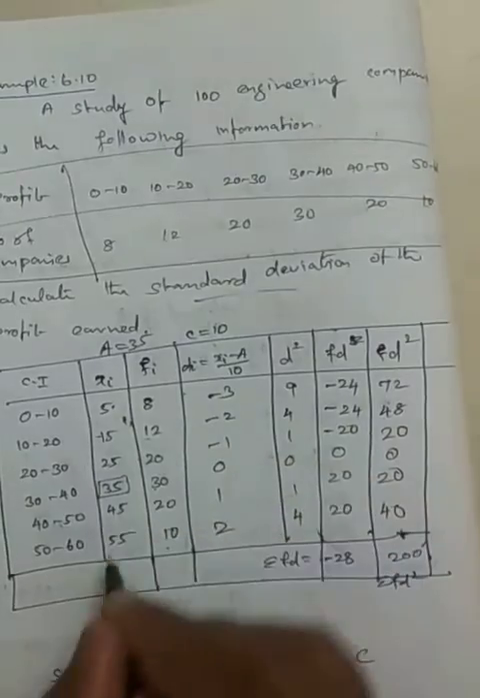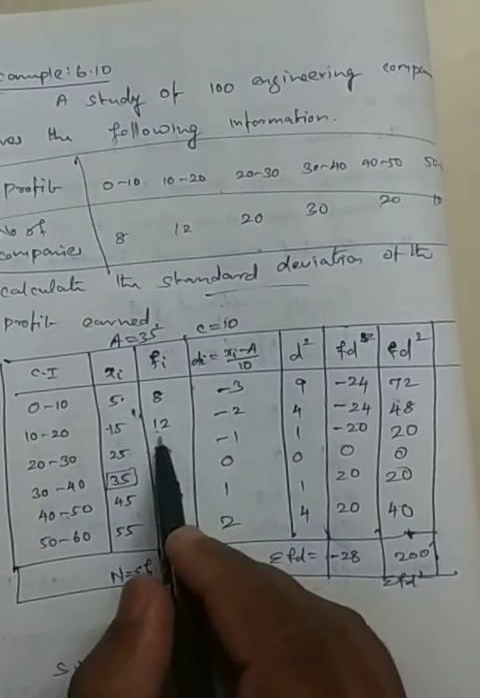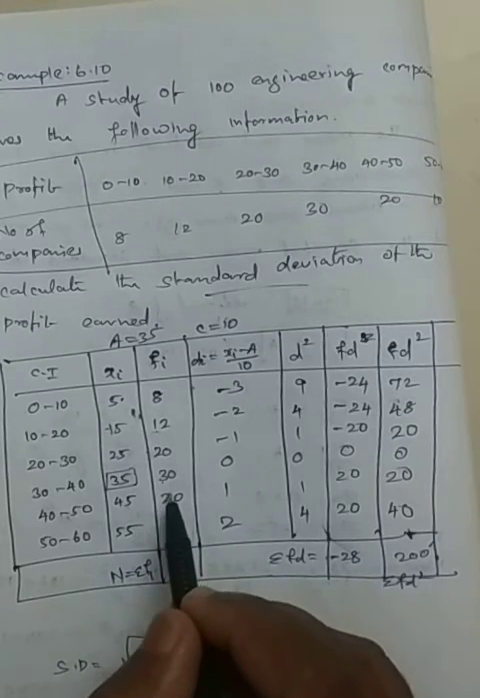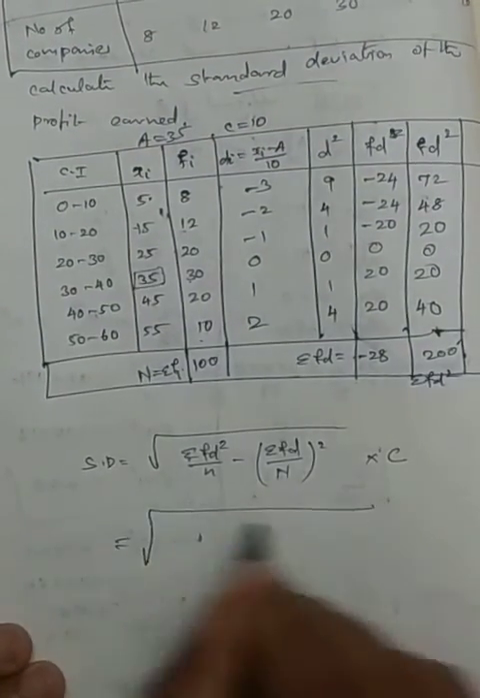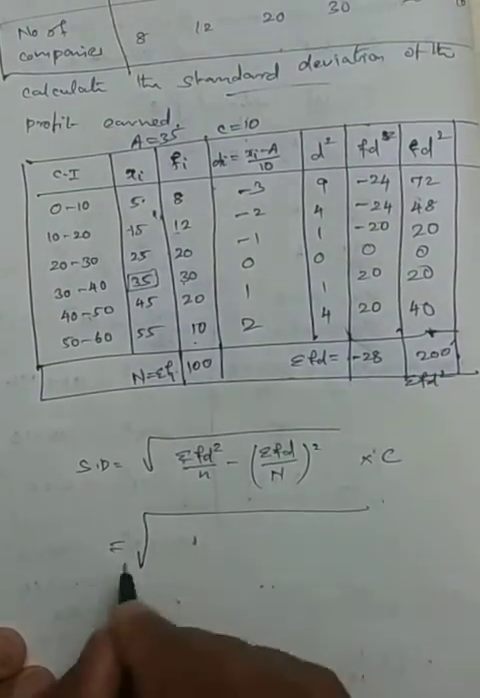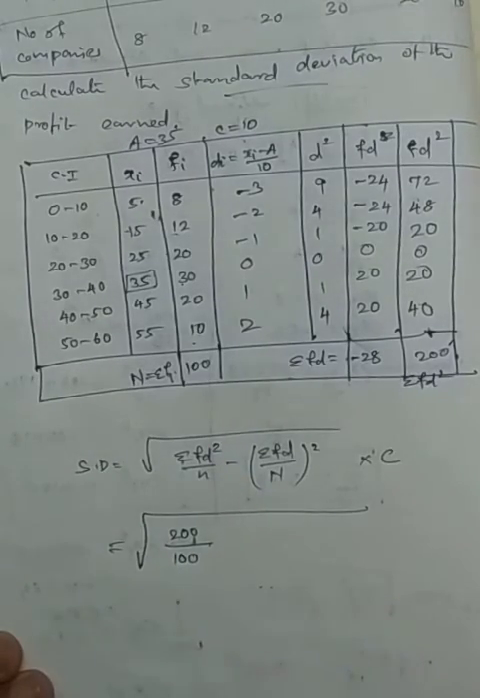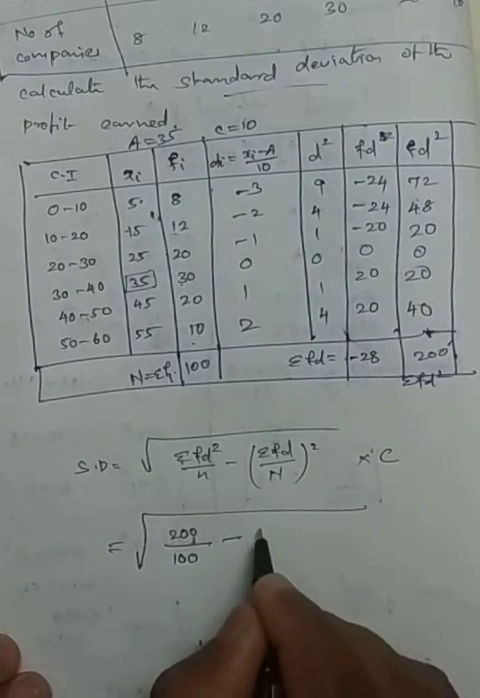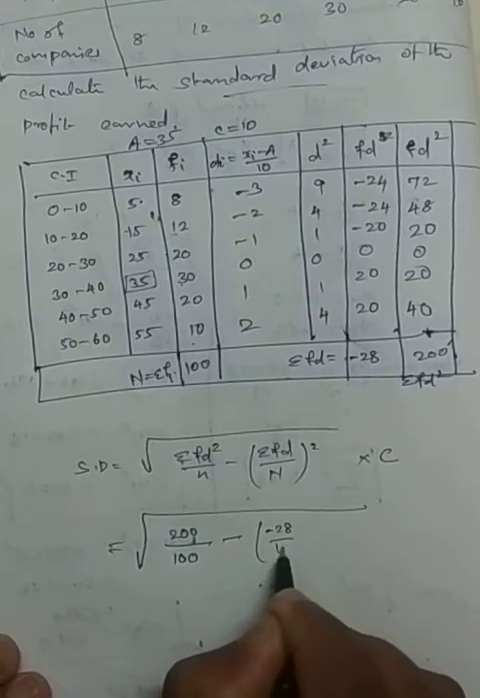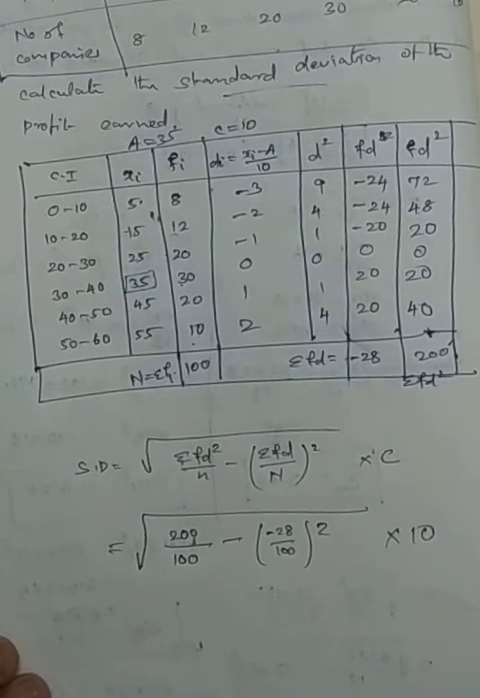Okay, now the n value is sigma fi. So add it: 8 plus 12 is 20, 40, 70 and 100. So this is 100, the n value. I just substitute it here. Square root of sigma fd square, which is 200, divided by n, which is 100, minus sigma fd, which is minus 28, divided by 100, whose square, into c, which is 10. So this is the value we are getting.